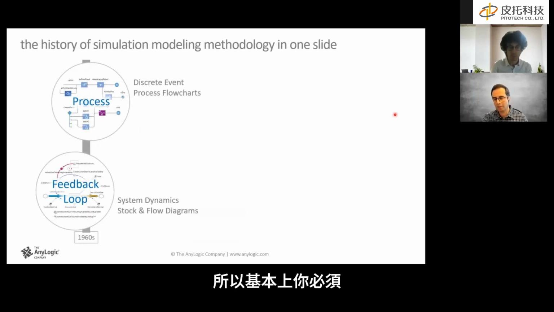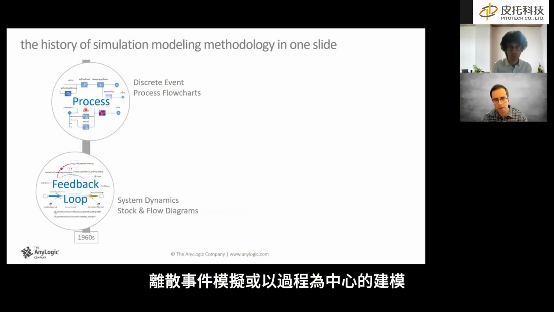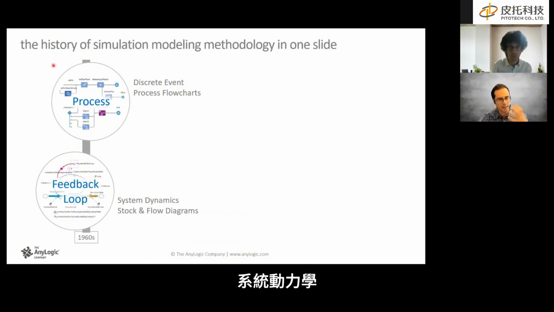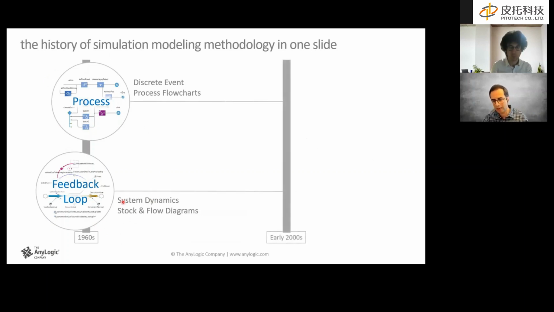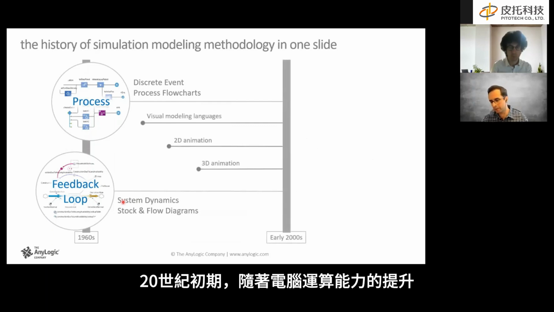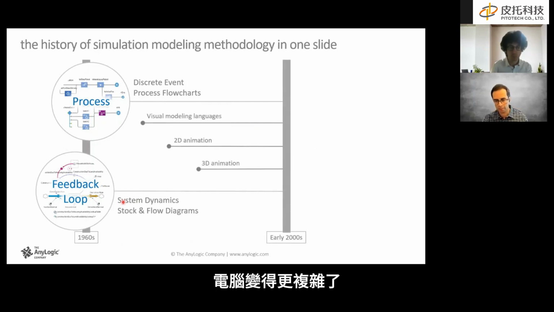Basically, you have to abstract away from all the complexity of reality and put it into a computer. There are different methodologies that have been developed over the years, like discrete event simulation or process-centric modeling, system dynamics. These techniques have been around for decades, and in the early 2000s, as the computation power of computers became a little bit more sophisticated, we started to see visual modeling languages. Things became more visual and declarative, and you get to see better 2D and 3D animation.